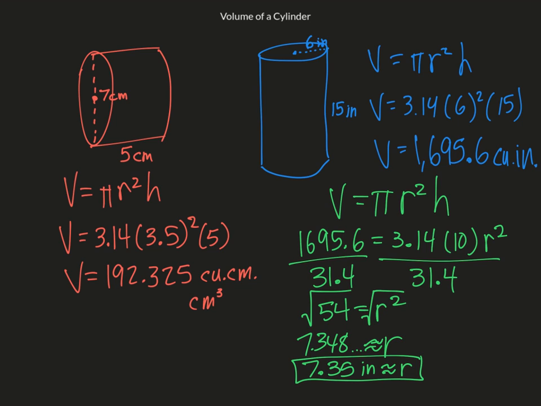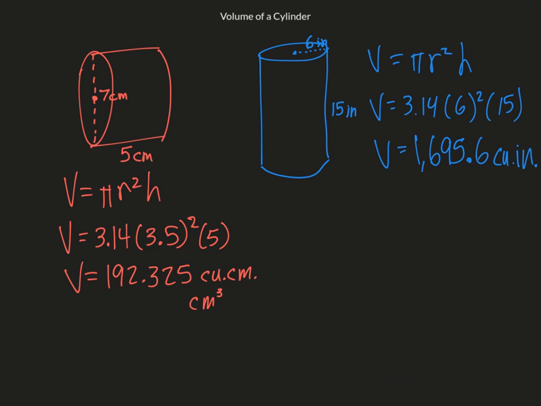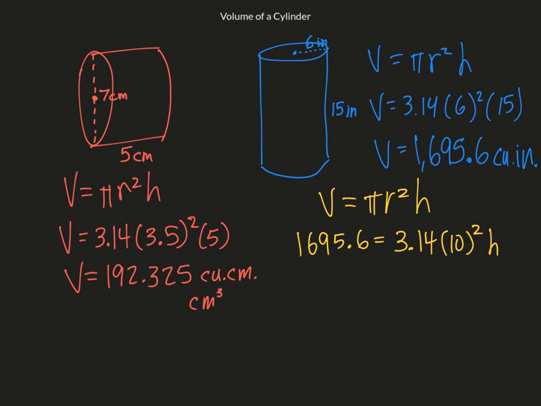So now what if I wanted the radius to be 10 inches? What would the height need to be? So again, I start with my formula. Pi r squared h. My volume is 1695.6. My approximation for pi, 3.14. My radius, we said, is going to be 10. And now I'm solving for height. So now I know I'm going to divide both sides by 314. Hopefully you see what I did there again, which is 10 squared is 100, and 100 times 3.14 is 314.